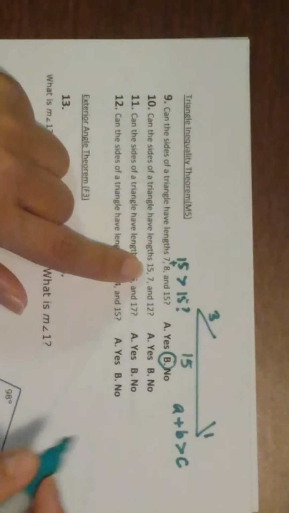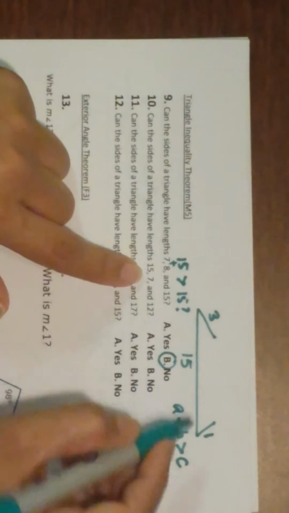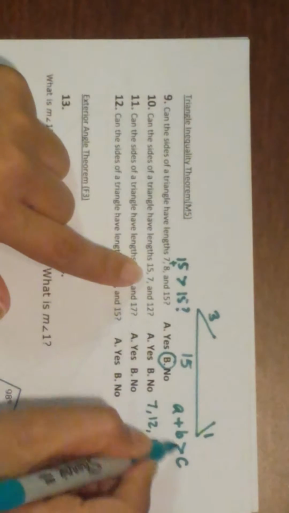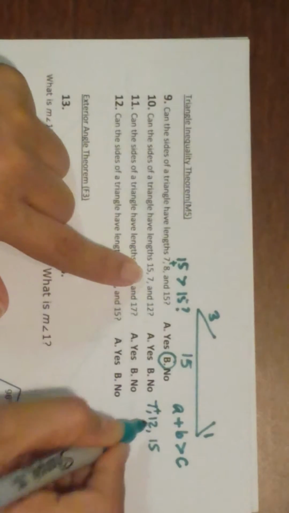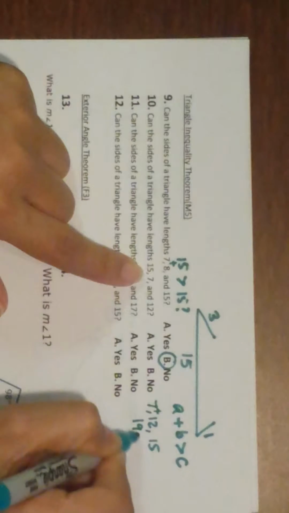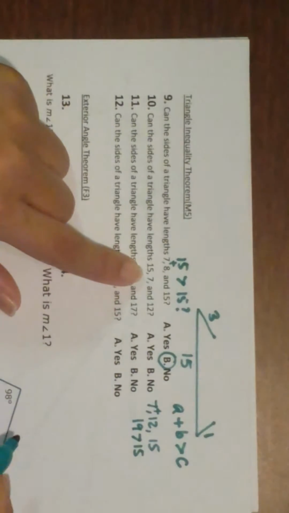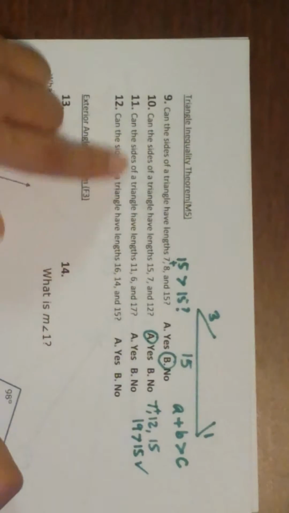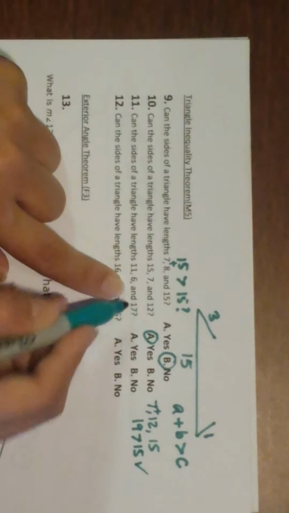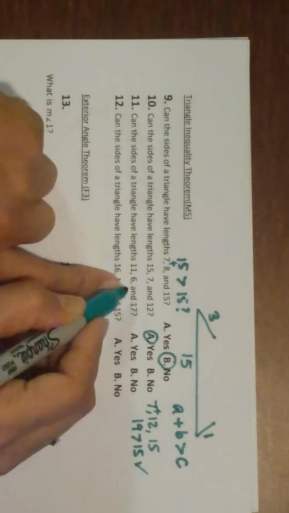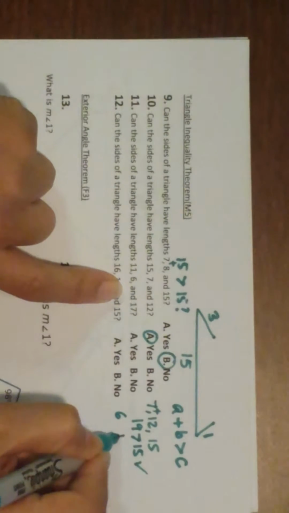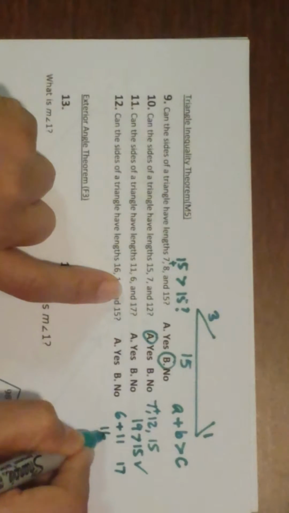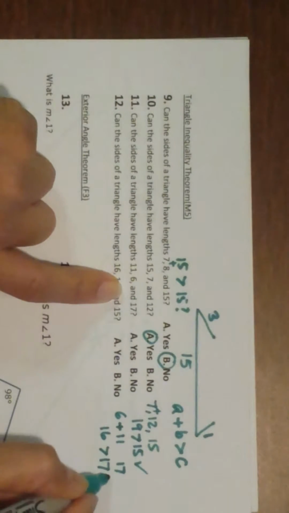Take a look at the next one. Put them in order first. So this is going to go 7, 12, 15. Then add the first two. 7 plus 12 is 19. So is 19 greater than 15? Yes, it is. So does it make a triangle? Yes, it does. Can these sides have a length of 6, 11, and 17? So 6, 11, and 17. Go ahead and add them. 6 plus 11 is 16. Is that greater than 17? No.